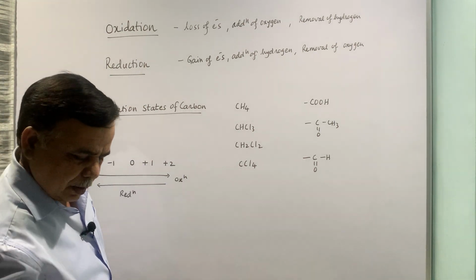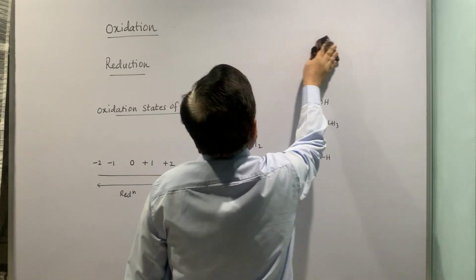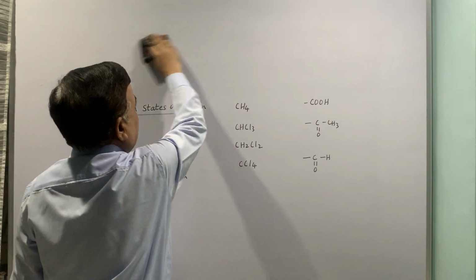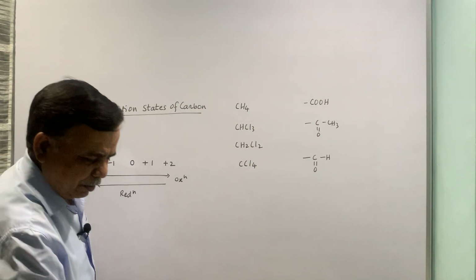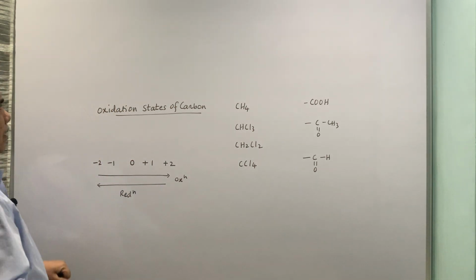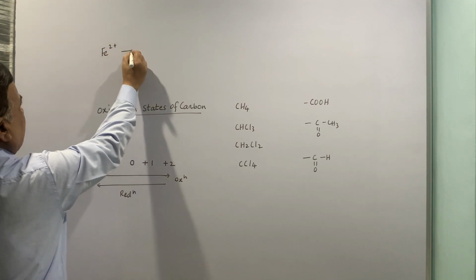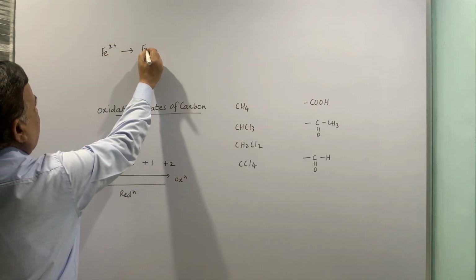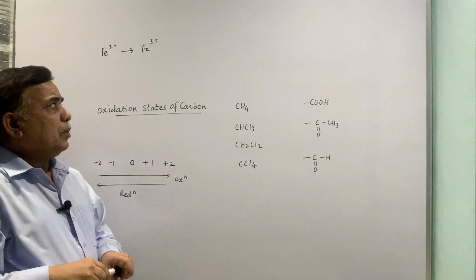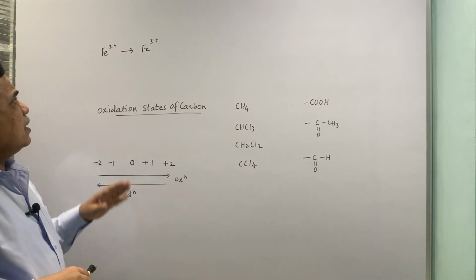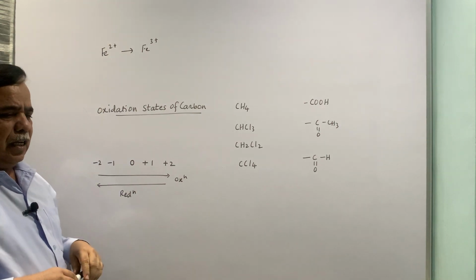Now some examples from the inorganic part, just to show what oxidation means, reduction means, and we will try to implement all these things to organic reactions also. The classical transformation of Fe2+ to Fe3+, 2+ to 3+, this is loss of electron or oxidation. If you are going the other way around, it is reduction.